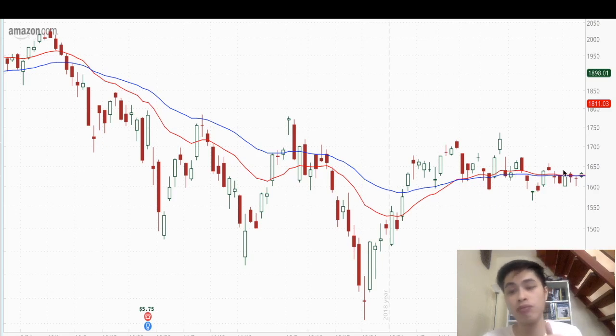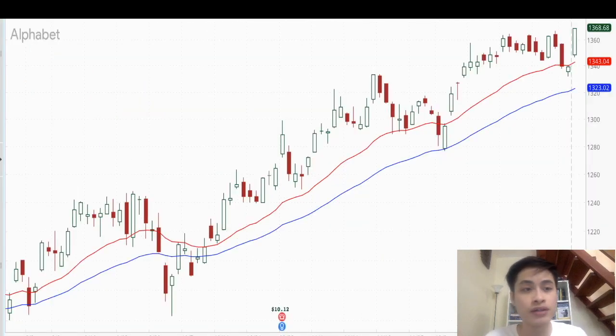So the slope starts to even out and goes to a straight line. So that is another way to look at the moving averages. So let's take a look at another example.